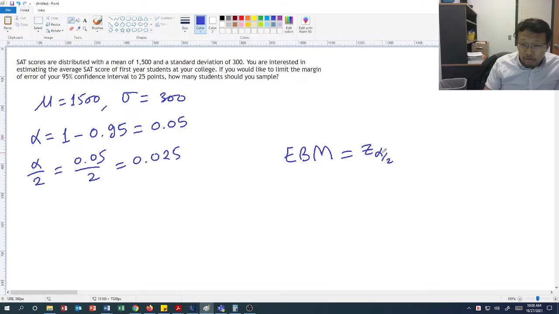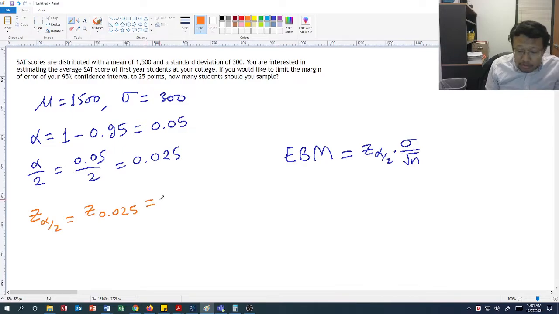We want to find the z score, and here in the question it is asking what is the sample size that we need to choose. So for that kind of sampling distribution, the standard deviation should be divided by the root of the sample size. So this is the formula that we'll be using. First of all, we will find the z alpha by 2. The z value, z alpha by 2, is z 0.025.